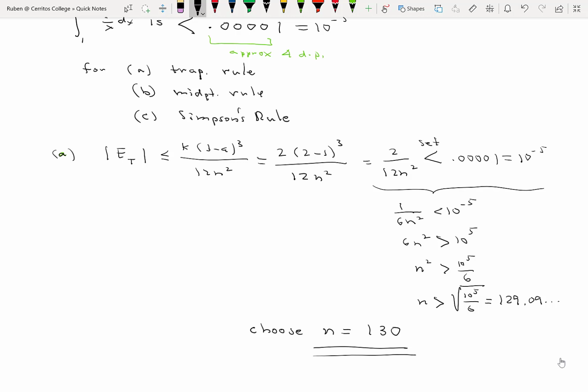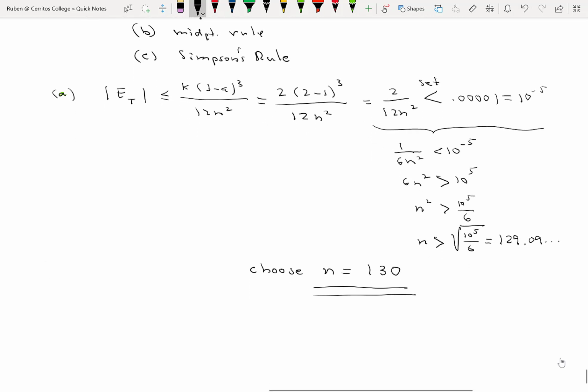Okay, let's not get into that too much. Actually, let's not get into it at all. But we're going to need 130 computations. 130 subintervals. So now let's do the same thing with midpoint rule.